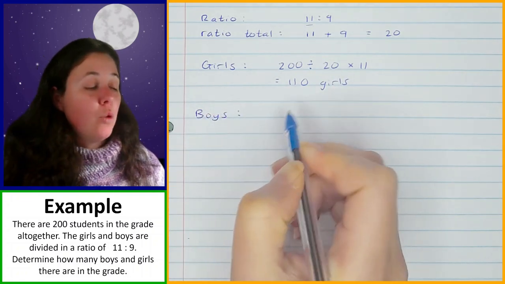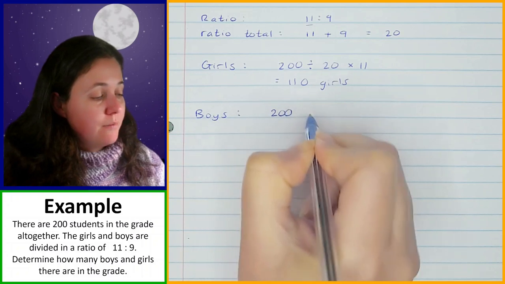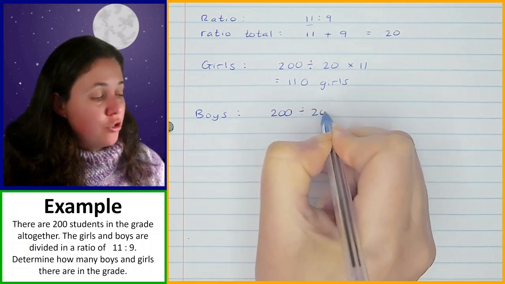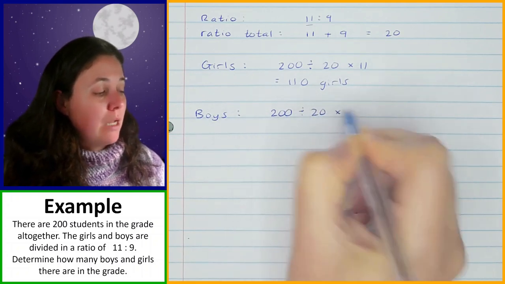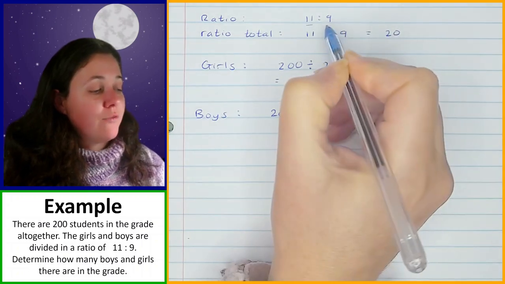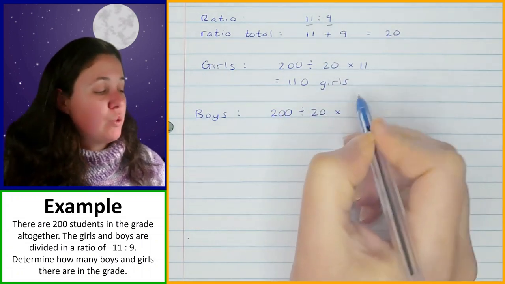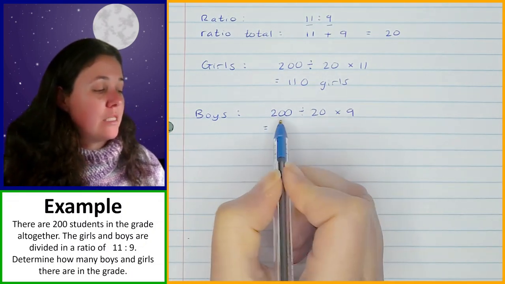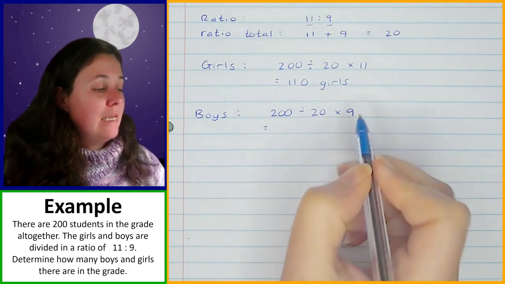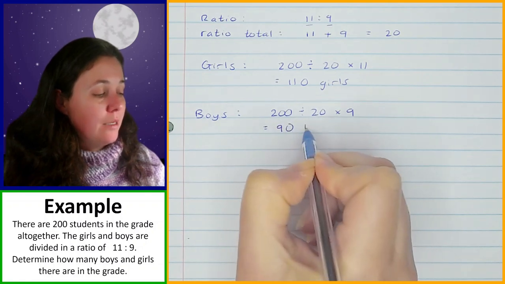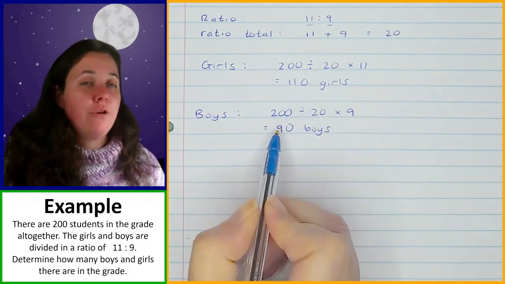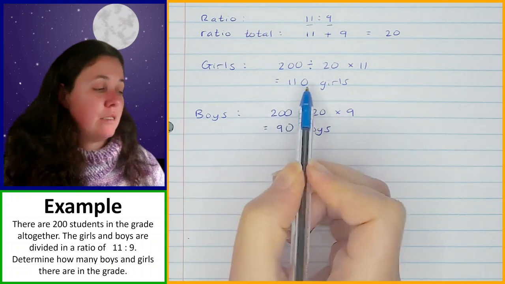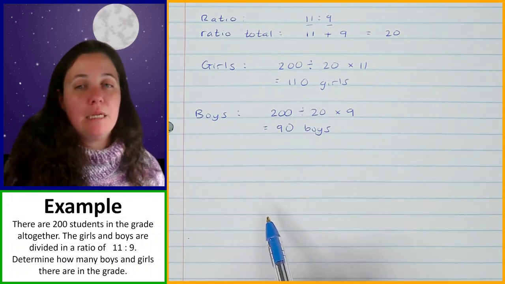Okay, again, we take the total number of students, and we divide it by the ratio total, and then we're going to multiply by the part of the ratio that is for the boys, which in this case is 9. So we multiply that by 9. And now I can work out what that is. So 200 divided by 20 is 10, times 9 is 90 boys. I could also have taken the 200 and subtracted the 110, and that would have given me 90.